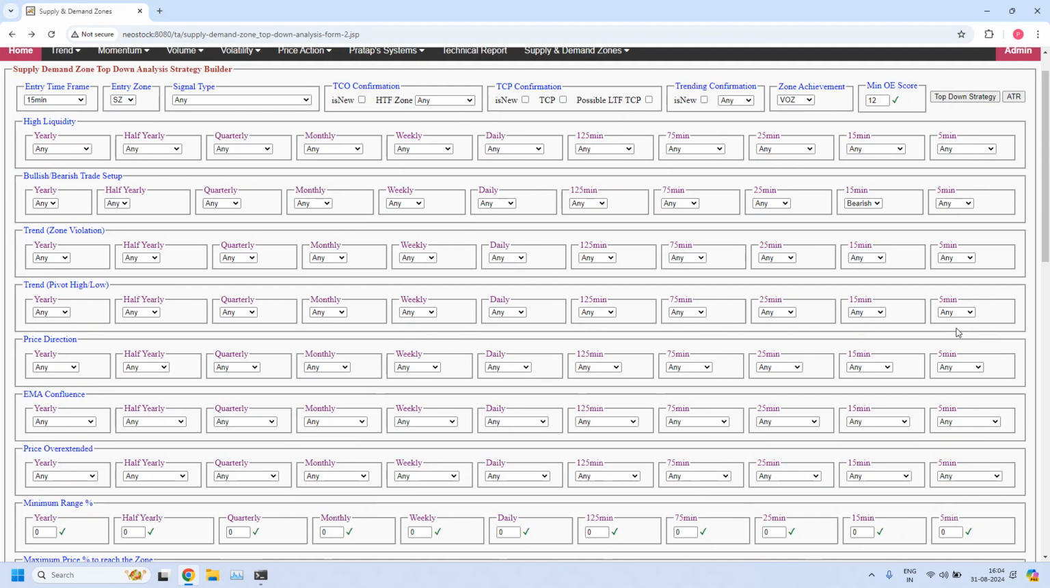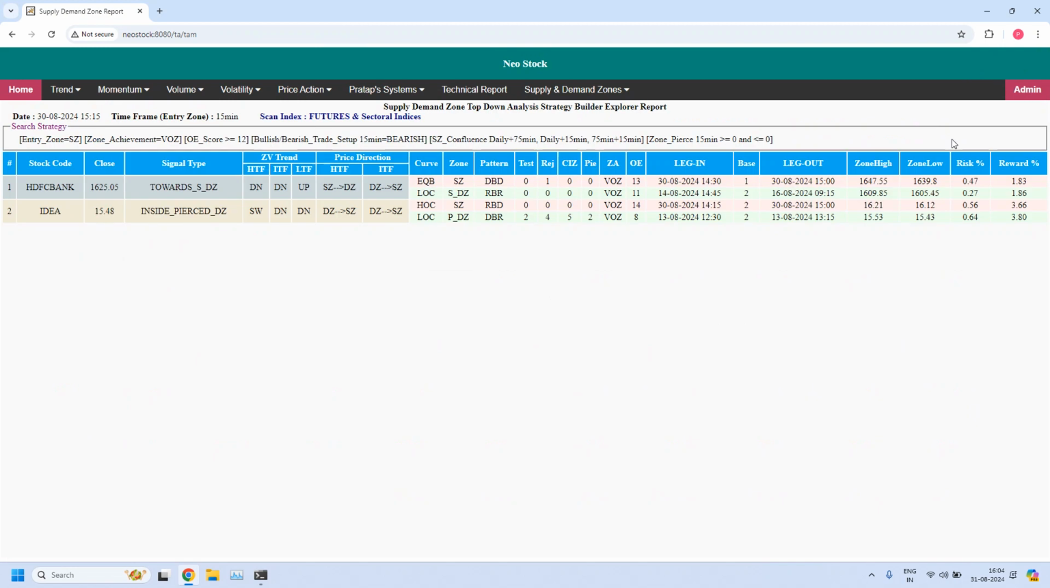With all the three filters, LTF, ITF, HTF zone confluence, let's verify. 2 stocks are filtered, and these 2 stocks are currently supporting bearish trade setup for daily income trade, that is entry time frame 15 minutes, and also 15 minutes, 75 minutes, and a daily zone confluence is there. Now let's verify. The first stock is having daily EMA confluence supply zone. Second one you can ignore, it is a sideways trend.